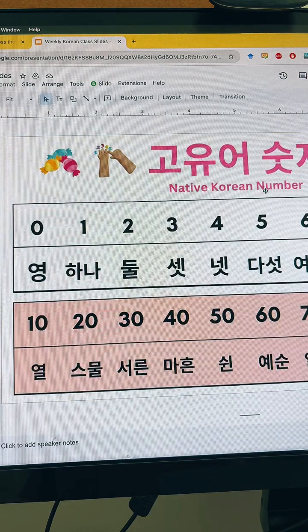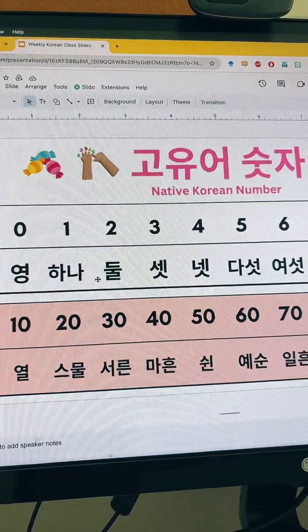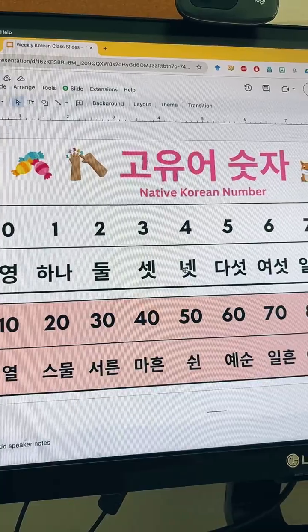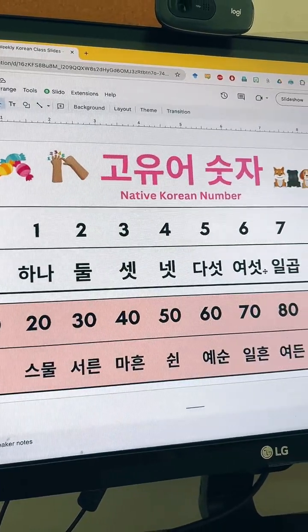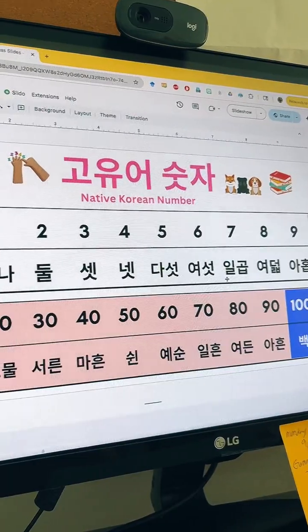아, 네. 콜브니 씨 한국 사람은 아니에요. 그럼 미국 사람이에요? 잘했어요. 나이는 25살이에요. 잘했어요. So in Korean, native numbers is here. It sounds like this. 하나, 둘, 셋, 넷, 다섯, 여섯, 일곱, 여덟, 아홉, 열.